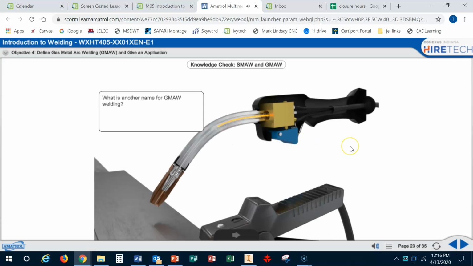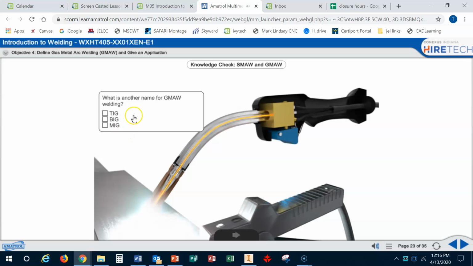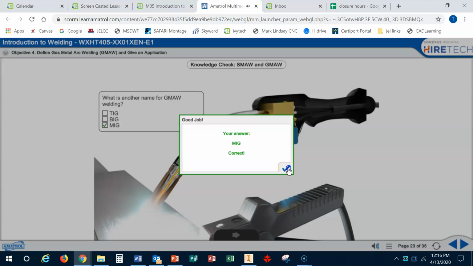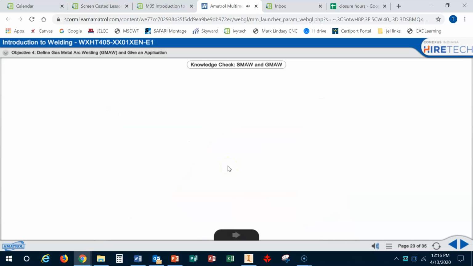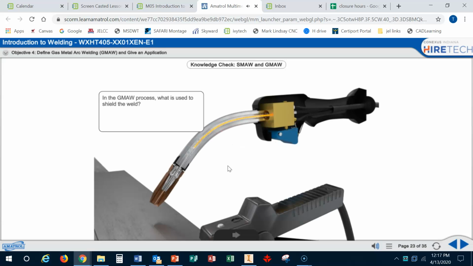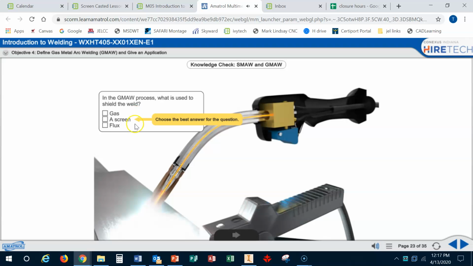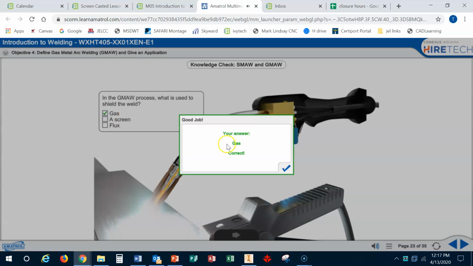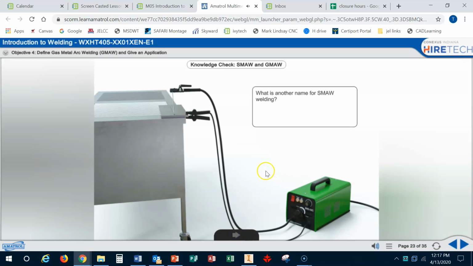What is another name for GMAW welding? In the GMAW process, what is used to shield the weld? What is another name for SMAW welding?